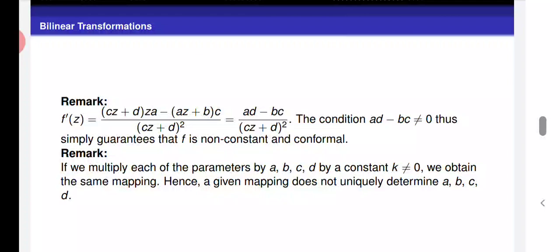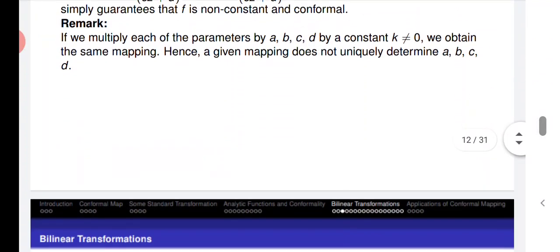We have another remark. If we multiply each of the parameters a, b, c, d by a constant k not equal to 0, we obtain the same mapping. Hence, a given mapping does not uniquely determine a, b, c, d. It's a very important and very interesting result.